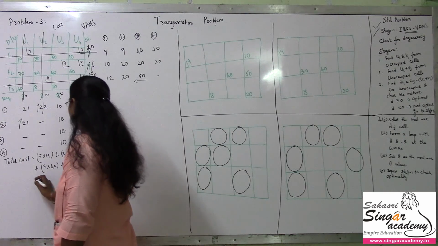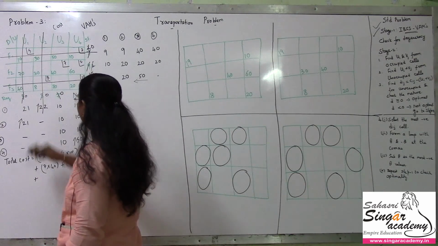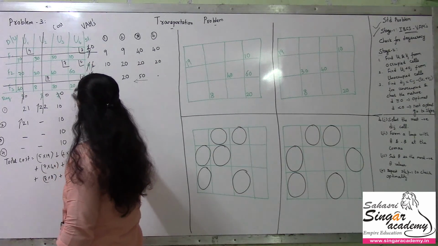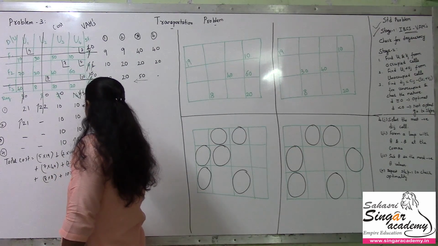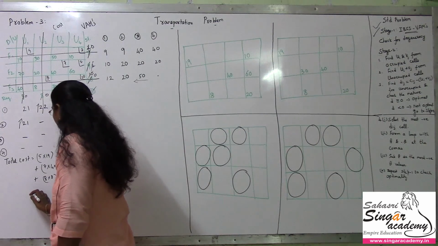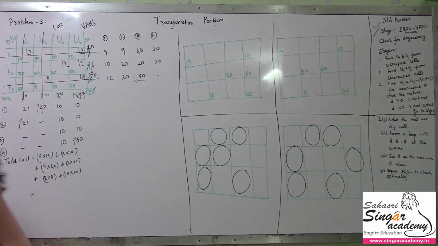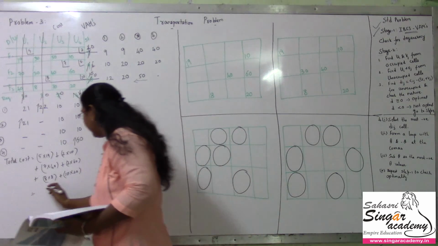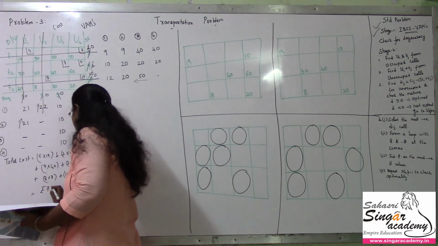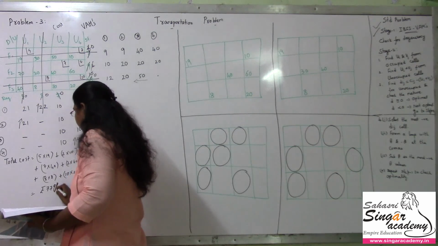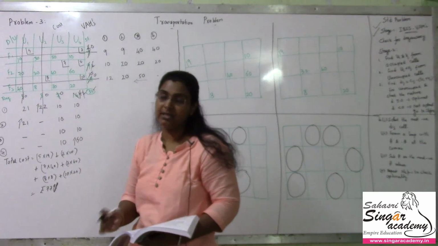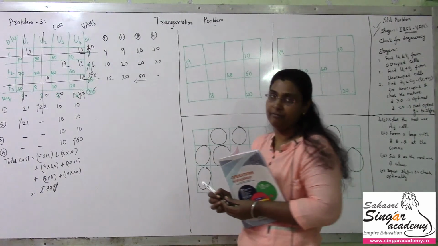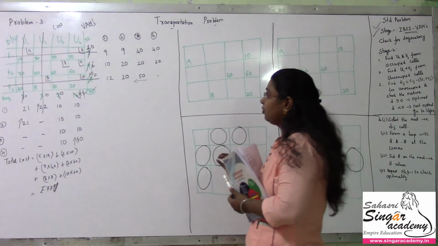and 8 and 8, and 10 and 20. So you have to multiply and add all the figures. If you check the value, it is 779. Okay, rupees 779. This is not the optimal solution. We have to check the optimality. We have found the total cost using the VAM method. Now we have to go for checking the optimality.